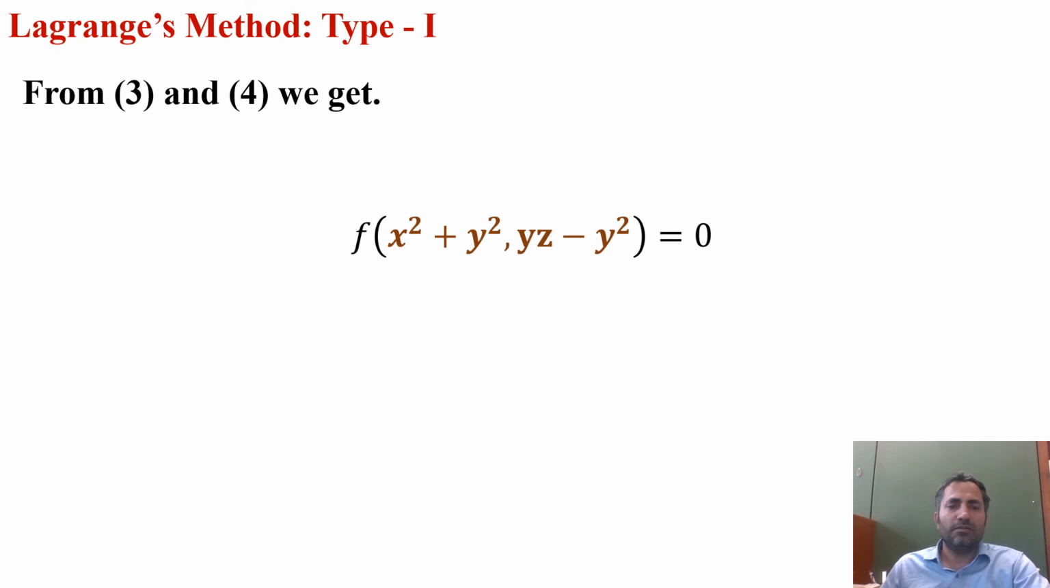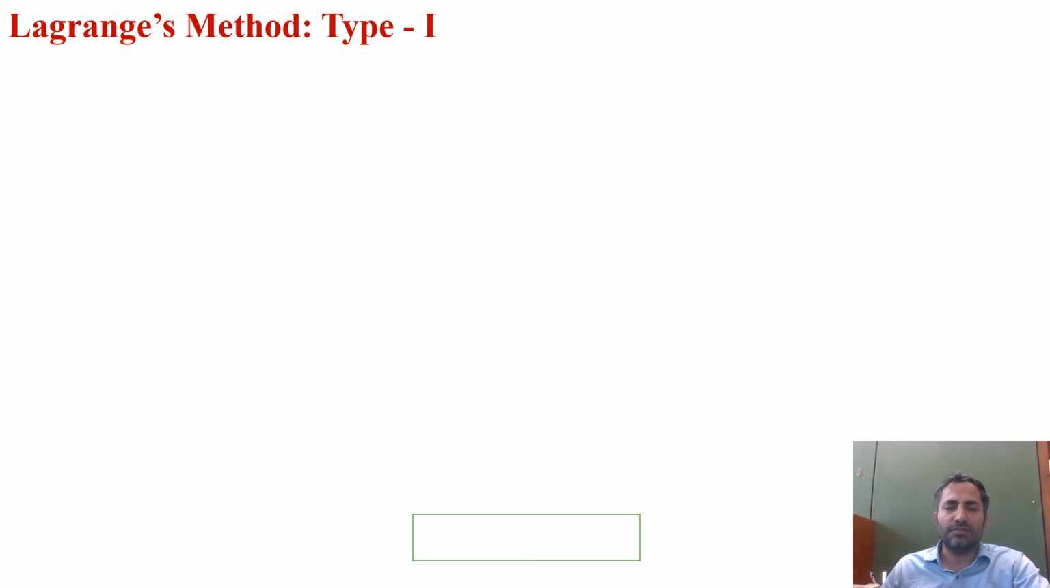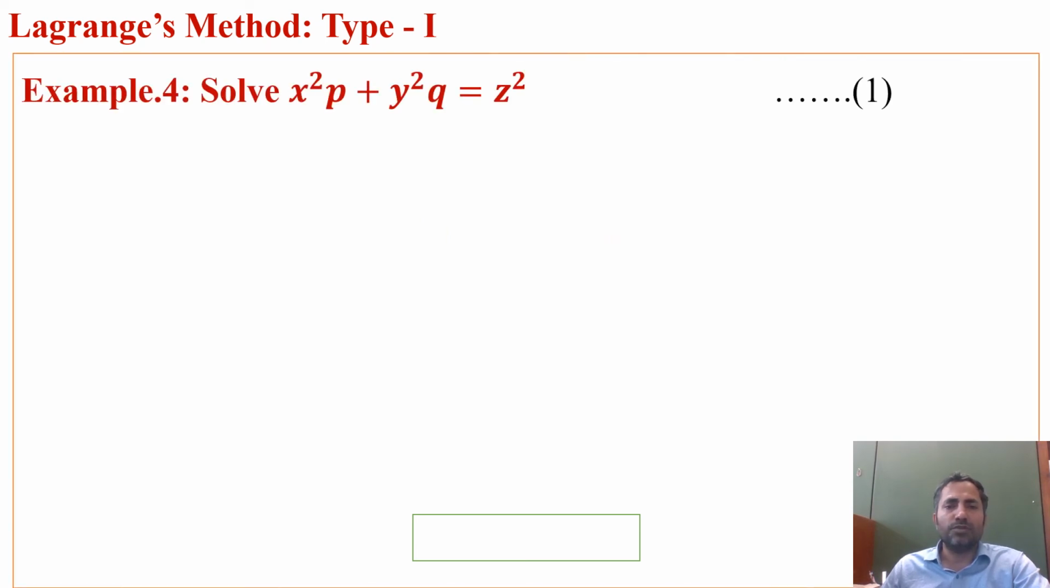Now after getting these two solutions, what we have is f of x square plus y square, yz minus y square, and that is the required solution. Come to the last question. This is today's last question.